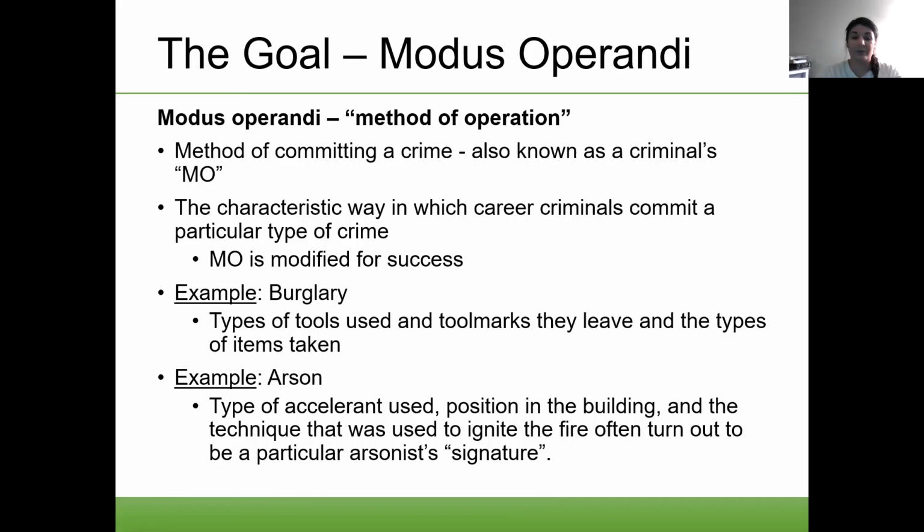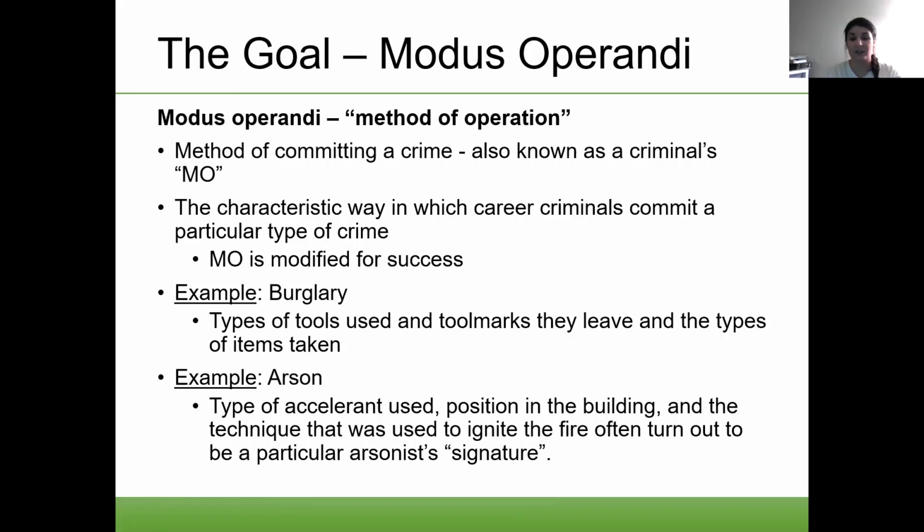So for arson, the type of accelerant used is usually dependent on what the arsonist likes the best, what they have found to work the best. Position in the building, again, over time they know where they want to put it. There's a difference between an MO and a signature. Sometimes they get a little confusing, but there's a difference. The MO is something you do when you commit a crime. A signature is something you would do unique to you after a crime.